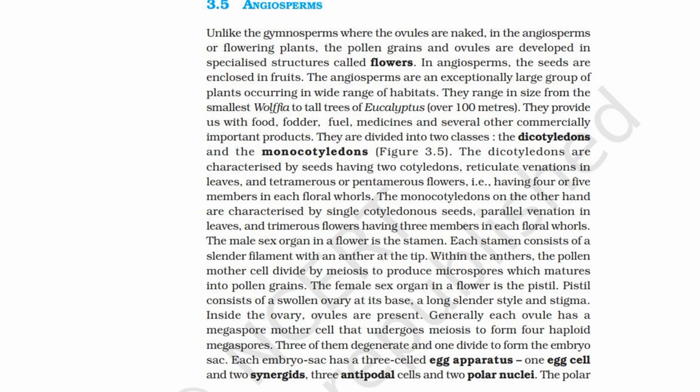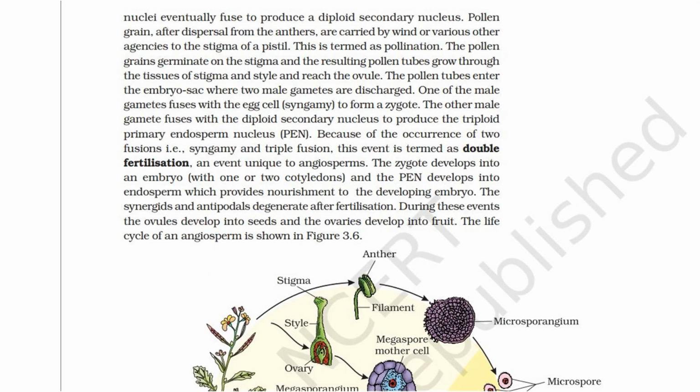Each embryo sac has a 3-celled egg apparatus, 1 egg cell and 2 synergids, 3 antipodal cells and 2 polar nuclei. The polar nuclei eventually fuse to produce a diploid secondary nucleus. Pollen grains, after dispersal from the anthers, are carried by wind or various other agencies to the stigma of a pistil. This is termed pollination.